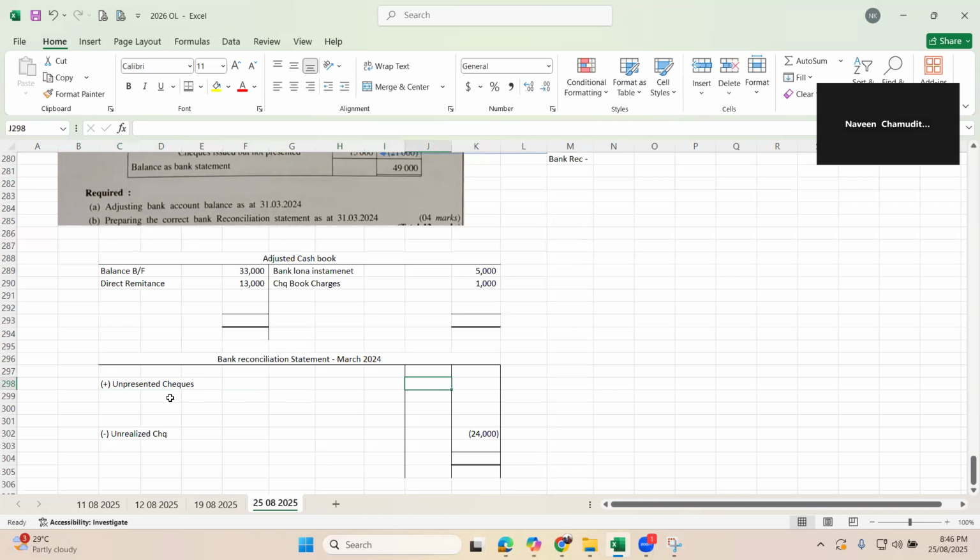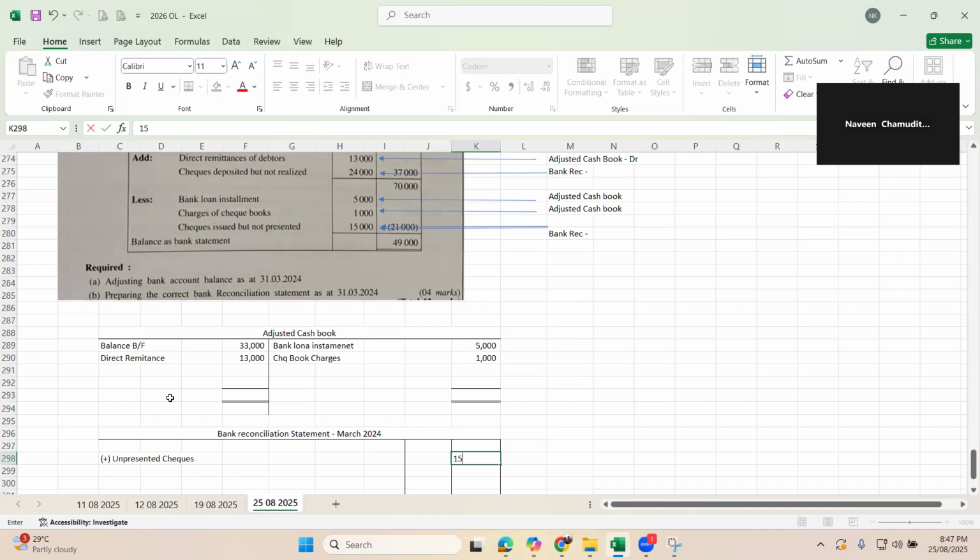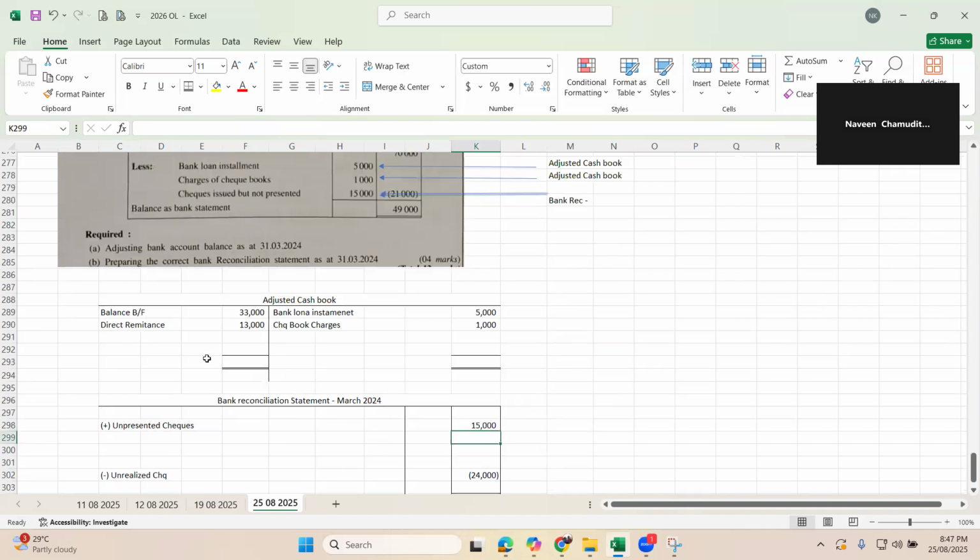Unpresented means we have given the check to the supplier, but those people haven't gone to the bank for cash collection. The check has been issued from our end, but the person who took it has not gone to the bank for collection. That is called unpresented checks, right? Take the meaning. Even though the check was given to them, they haven't gone to the bank for collection. So here the unpresented check value is how much? 15,000.